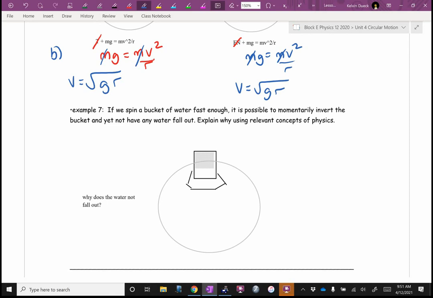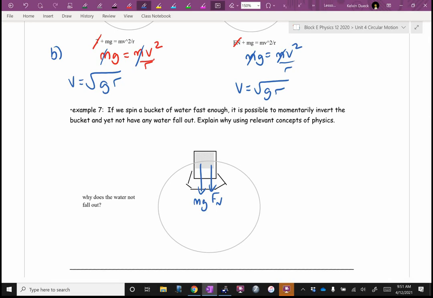They'll fill their pail with water or with sand and they'll go, oh, wow, it's not falling out. So if we spin a bucket of water fast enough, it's possible to momentarily invert the bucket and yet not have any water fall out. Why? Okay. Let's see if we can walk our way through this. This is a job for a free body diagram. One of the forces acting on the water, get the obvious one. What else? There is a normal force from the surface of the bucket. It's like it's sitting in the chair.